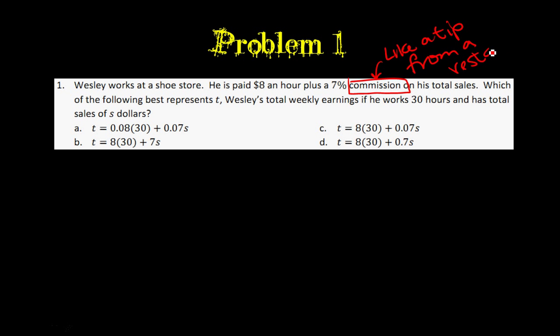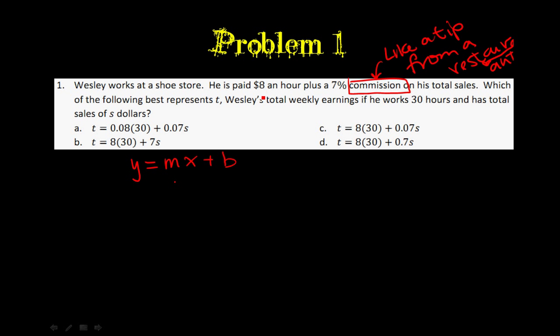Okay, so basically he makes, oh, I can't write that far over. There. He makes $8 an hour, and then every time he sells shoes, he gets 7% commission off of that. So they want to know which equation works for that. And if you remember from class, I told you all of these are pretty much going to be y equals mx plus b, where m is your slope and b is your y-intercept. And you just have to figure out which one is which.